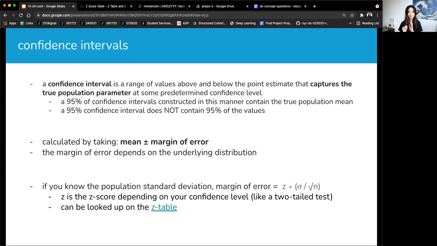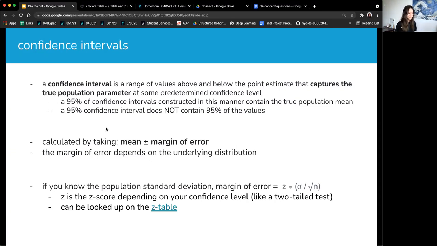Okay, next, another conceptual thing that will also just be given to you in the future: the confidence interval, an important concept if you want to be a statistician. For us, we'll interpret it in slightly different ways, but this is the formal definition. A confidence interval is a range of values above and below a point estimate that captures the true population parameter at some predetermined confidence level.